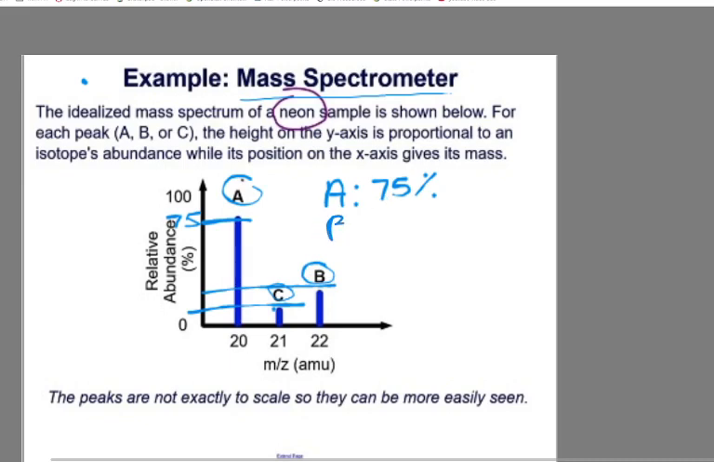So let's say B is about, let's say 20%. And C, we will put the additional 5%. And using this, we are going to find its average, or X with a line over it. That means average mass.